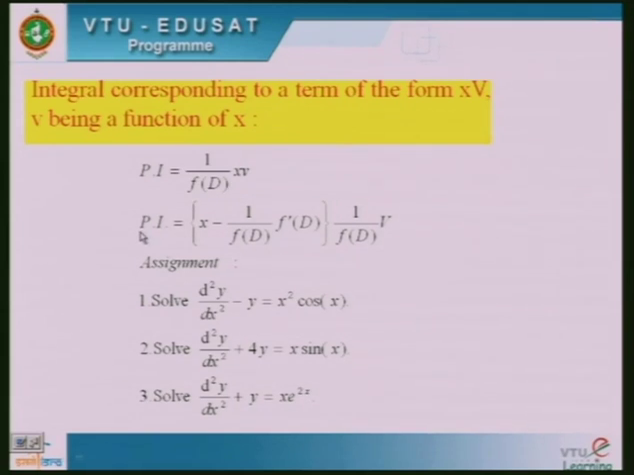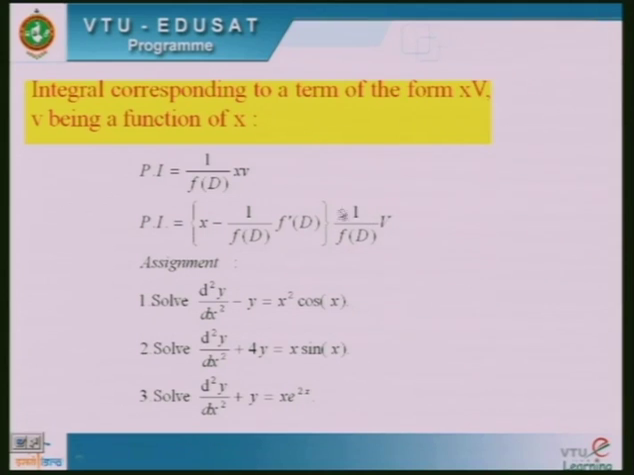So, this can be written as x minus 1 upon f of D into f dash D into 1 upon f of D into v. Is it clear? It means when the right hand side member is of the type x into v, I want to use this formula. So the method says we must use this formula, right. Now we can solve from this side.